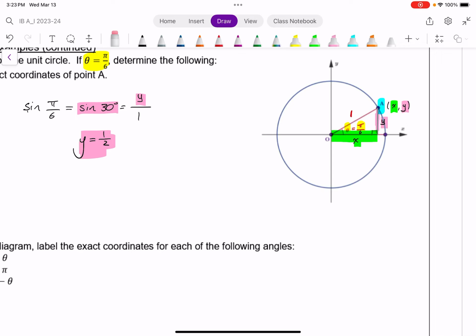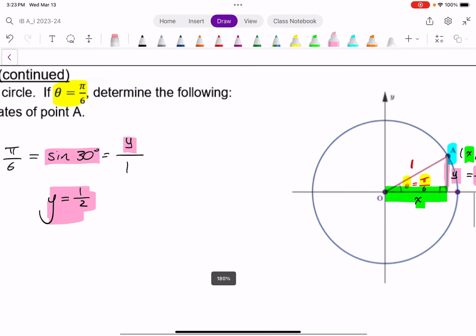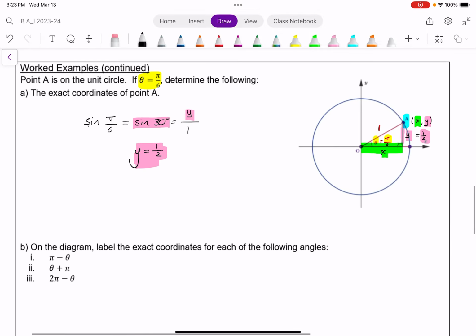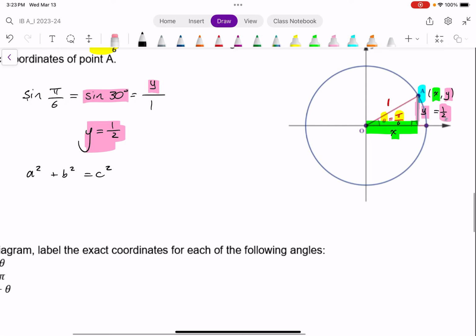All I really need at this point is the Pythagorean theorem, because if I look back at this triangle, I now know y is exactly a half, and I've always known the hypotenuse is 1, so I have two sides of a right triangle. I can now find x using some pretty simple math. And so I can say at this point, using the Pythagorean theorem, a squared plus b squared equals c squared, or in this case, x squared plus y squared, which is a half squared, equals the hypotenuse, which is 1 squared. That's quite nice.